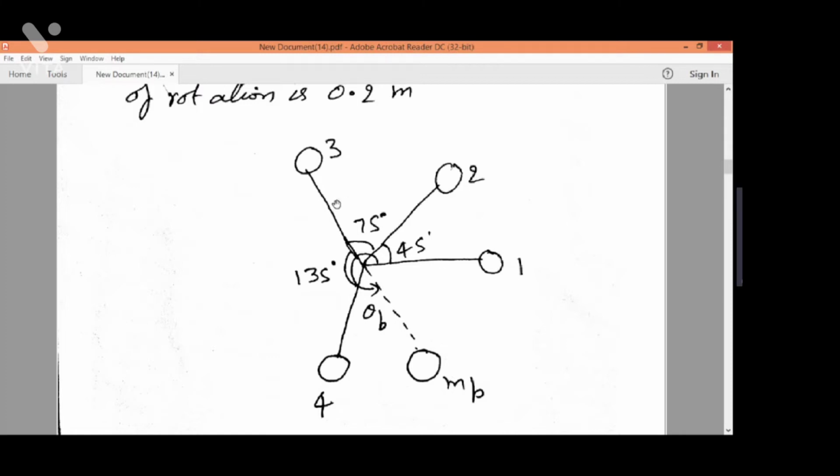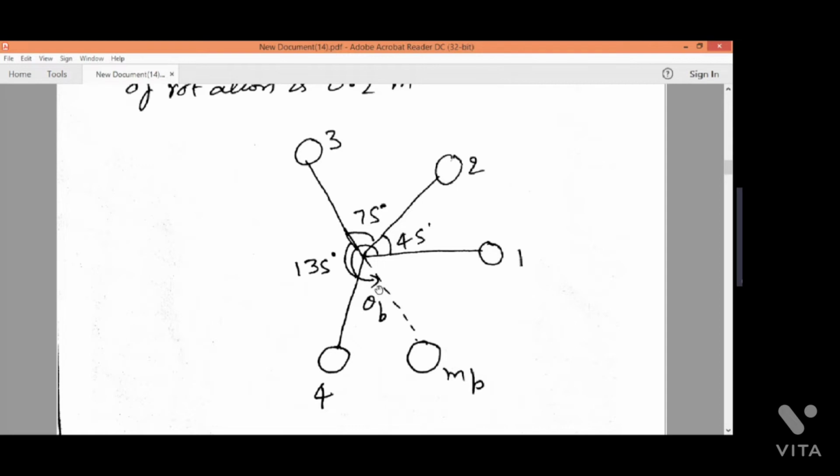Theta 3, the angle of mass 3 from 1, so total 75 plus 45. Theta 4, the angle of mass 4 from 1, that means 135 plus 75 plus 45. Theta B, I have assumed from 1 itself, so directly I can write theta B.